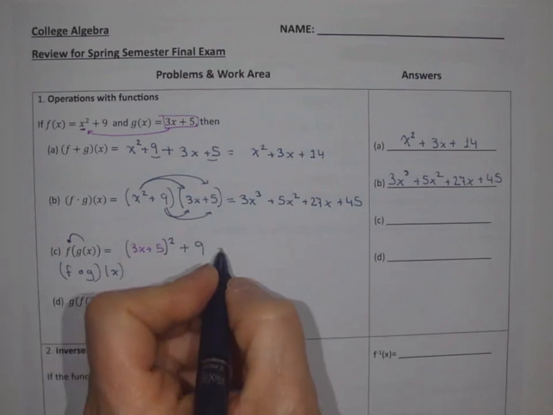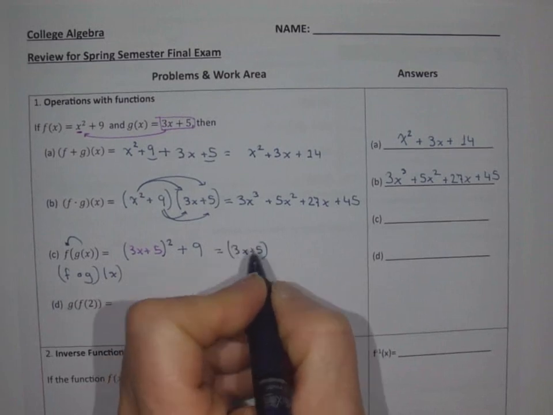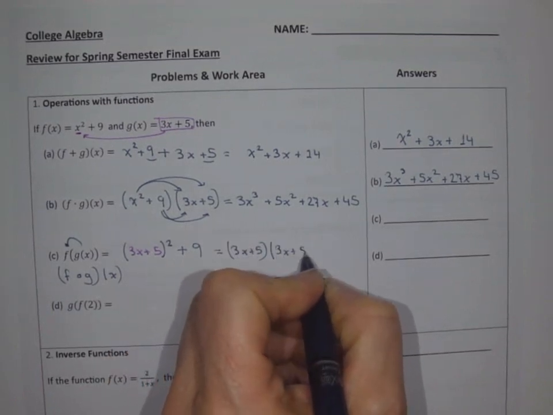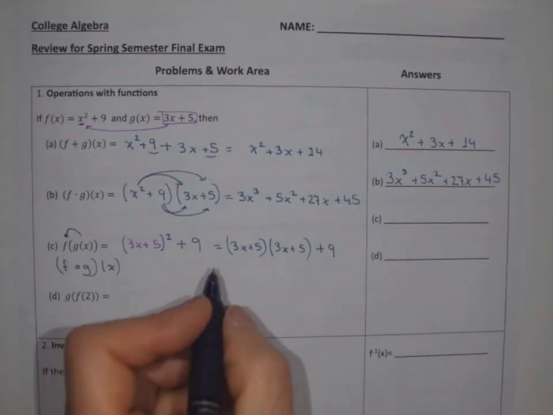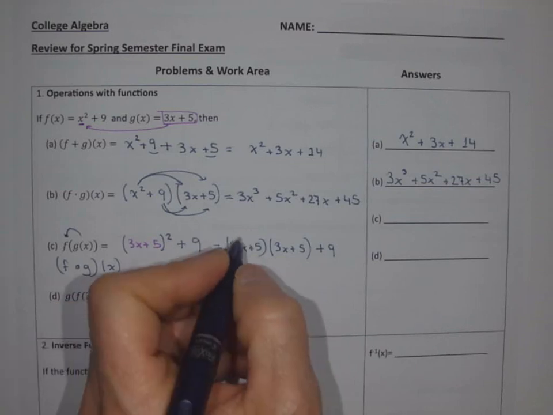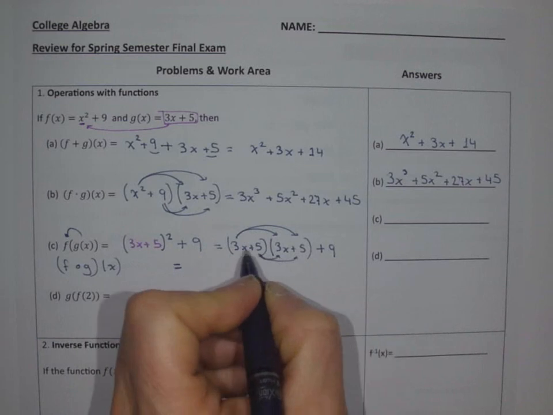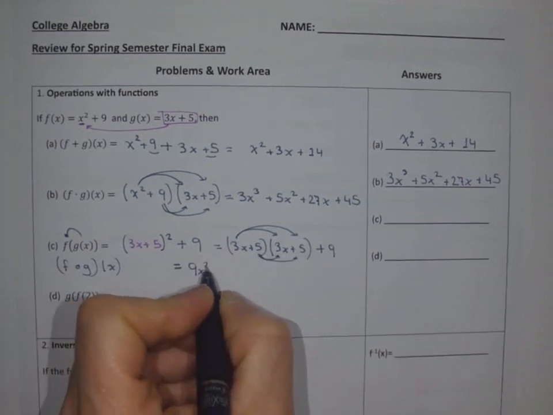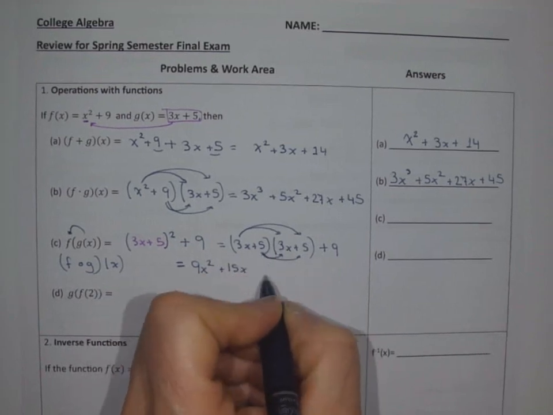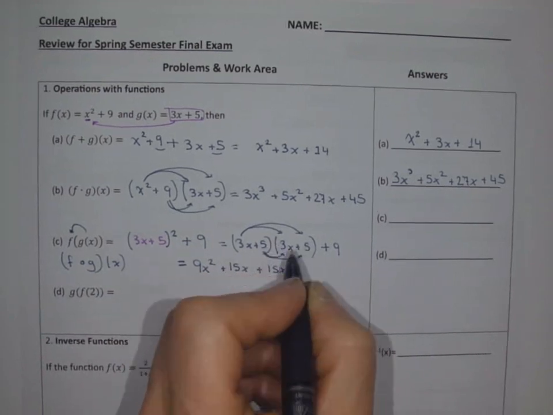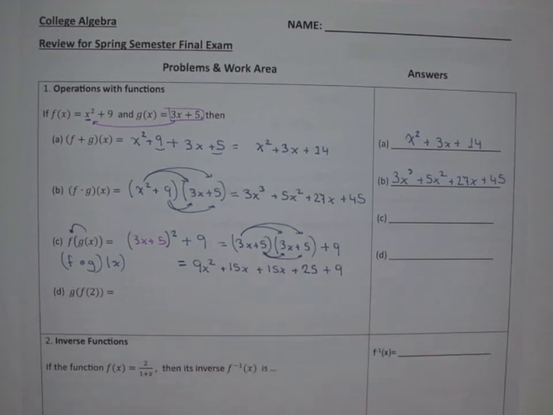And now you just simplify, right? So this is 3x plus 5 squared, meaning multiplied by itself. And then in the back, we still have that plus 9 that we cannot just forget, right? We have to keep tagging it along here. Then we're going to distribute. So 3x times 3x is 9x squared. 3x times 5 is 15x. 5 times 3x is 15x. 5 times 5 is 25, and then we still have that plus 9 there in the back, okay?